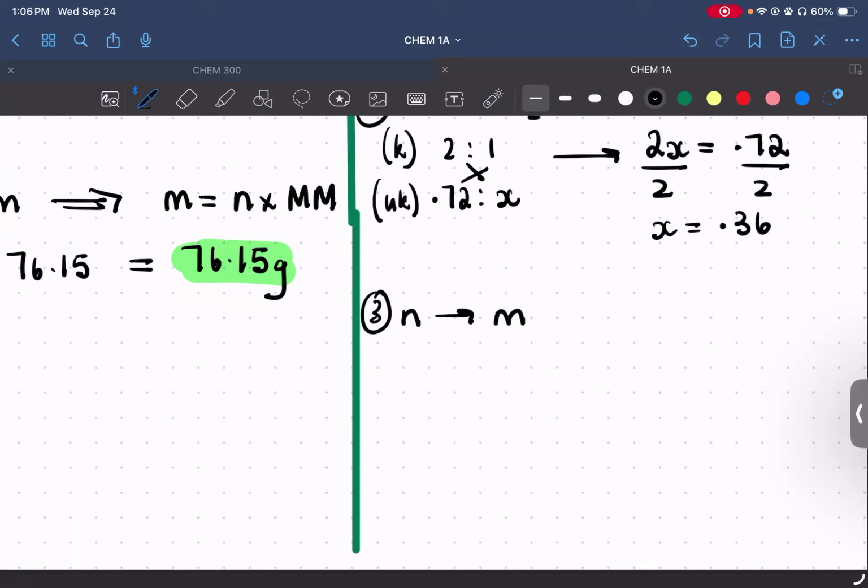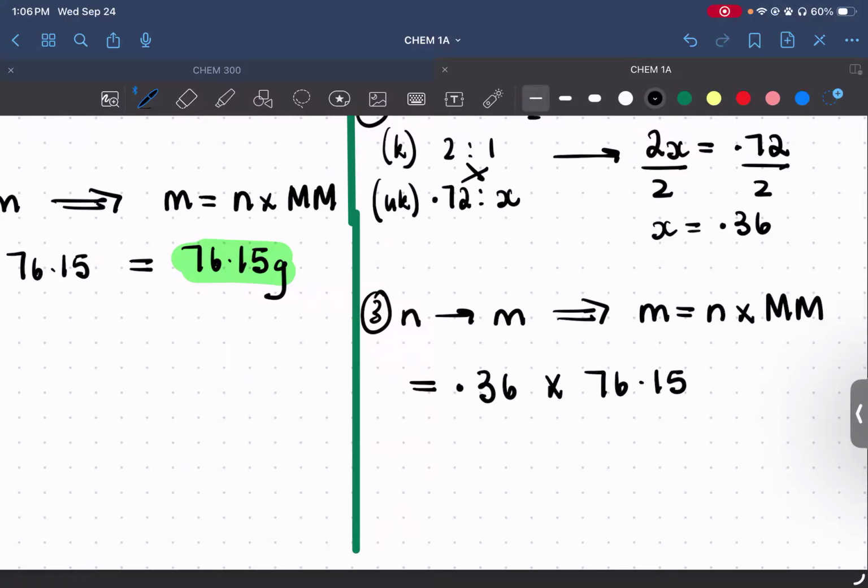Moles to mass. Using the formula, mass is equal to moles times molar mass. We just calculated the moles as 0.36, and we previously calculated the molar mass as 76.15. Putting this into my calculator, I get approximately 27.31 grams.